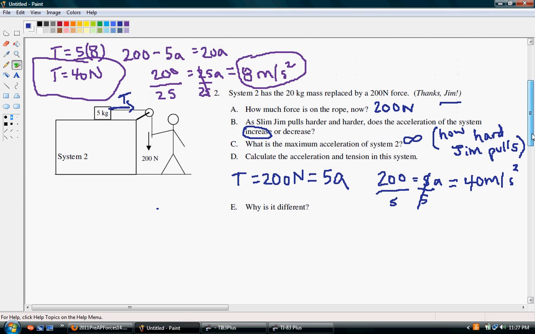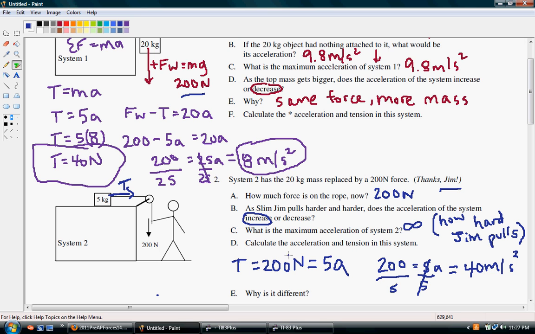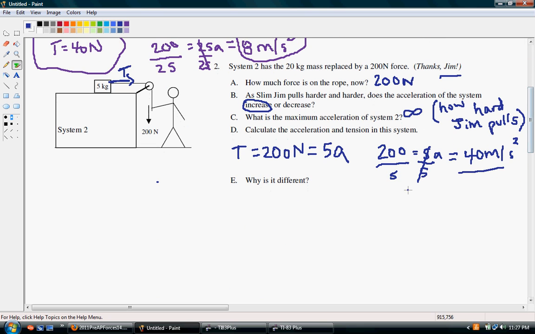Okay, notice that that tension, 200, is much greater compared to the original, which was only 40 newtons, and that the acceleration of 40 meters per second squared is much greater than the acceleration of the first one, which was only 8. Okay, why is it different? Well, what happened in the second situation is we made this mass go away. It was 20 kilograms, but we made it go away. So there is less mass, which means there is less inertia. If we have less inertia, there's going to be less of a resistance to get these objects to start moving, which means we have more acceleration.